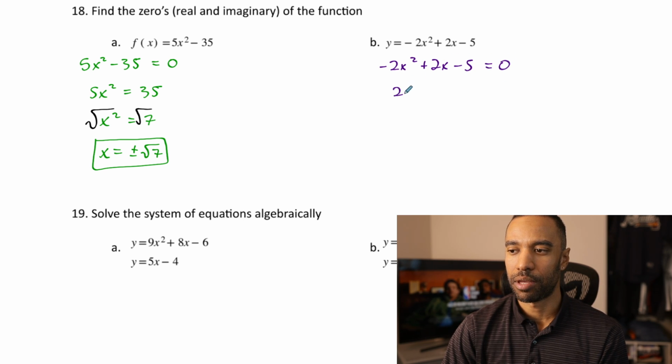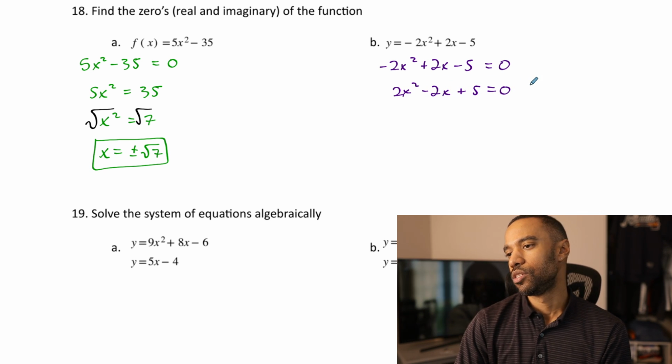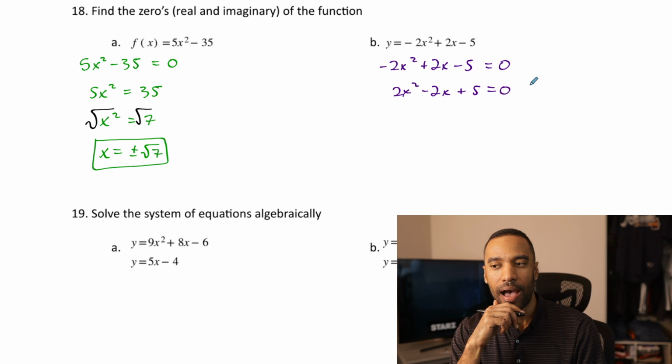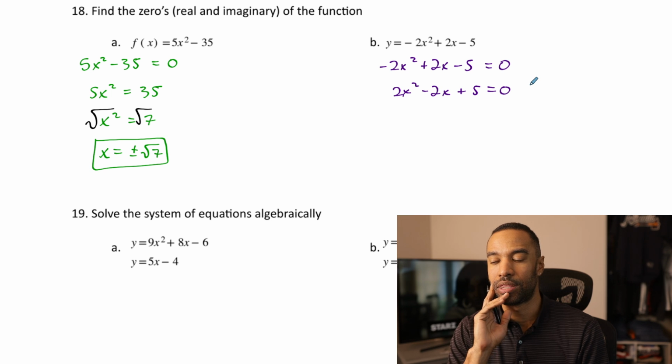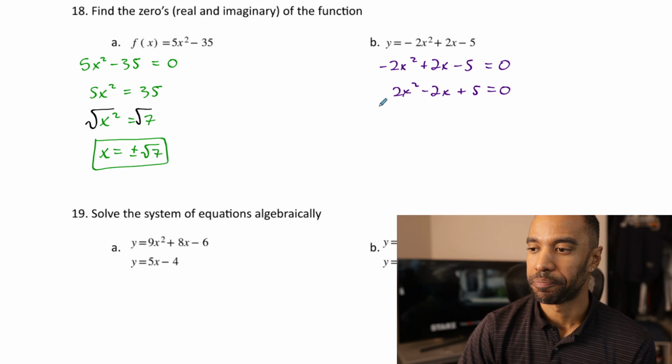I'm going to multiply everything by negative 1 to get my a positive. This does not look factorable. I want to use the quadratic formula this time. I really do. I think that this is going to be the best case to do that with.